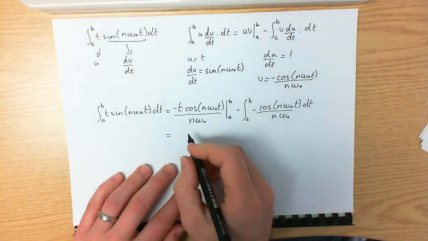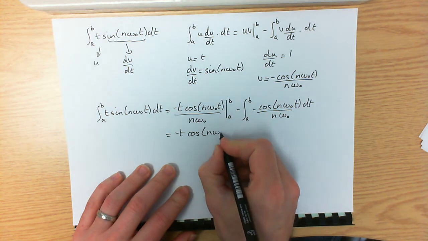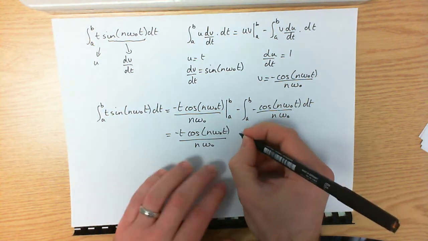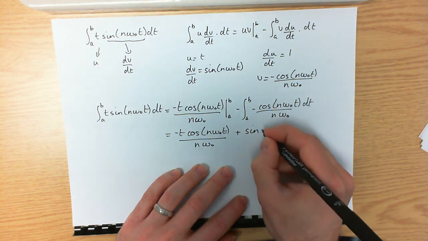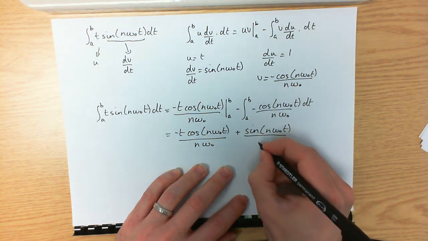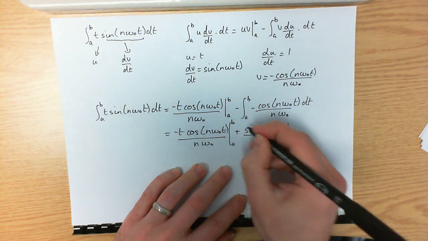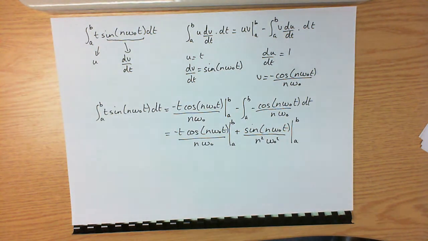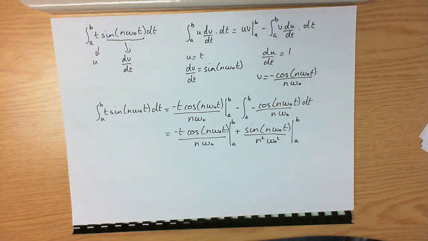If we work that out, we've got minus t cos n omega naught t over n omega naught, and if we work out this integral, we get plus sine n omega naught t over n squared omega naught squared. Both of these are between the limits a and b. So now we've worked out how we can do this integral.